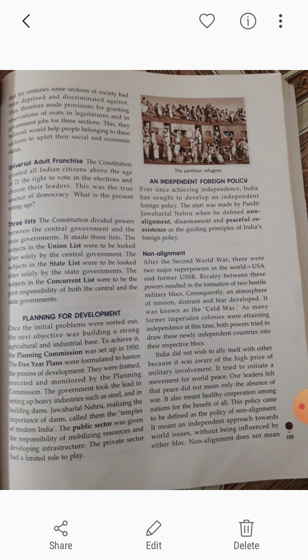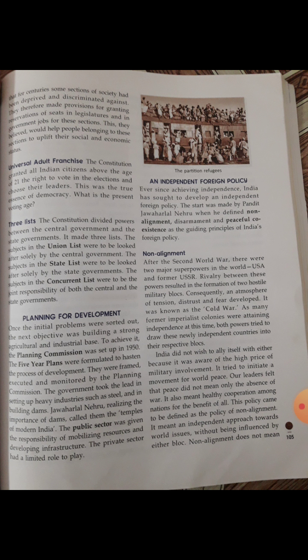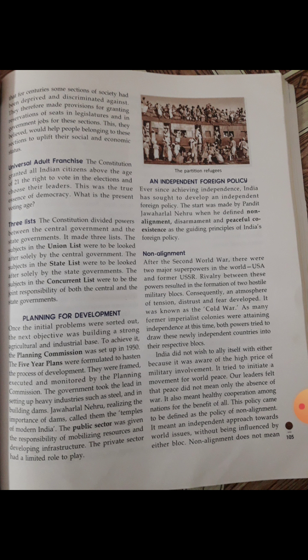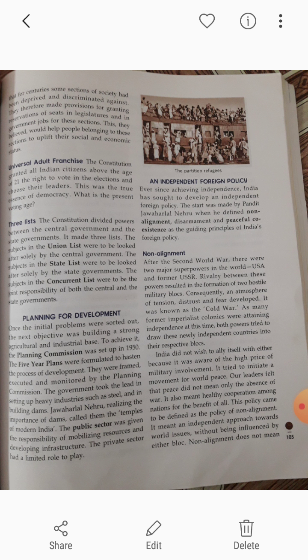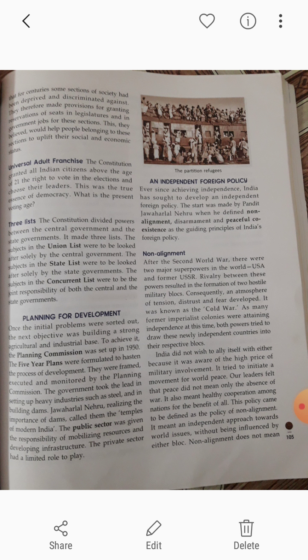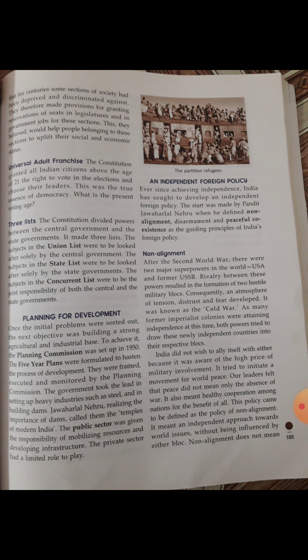Okay, now let us move towards the non-aligned movement. After the Second World War, what happened, children? There were two major superpowers in the world: one is the USA and one is the USSR. Between the two superpowers there was a rivalry going on. Clear? An atmosphere of tension, distrust and fear developed, so it was known as the Cold War.